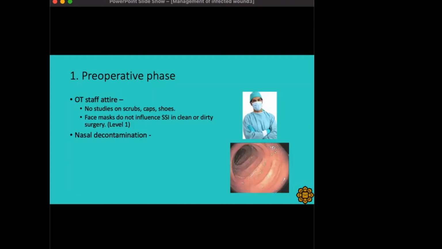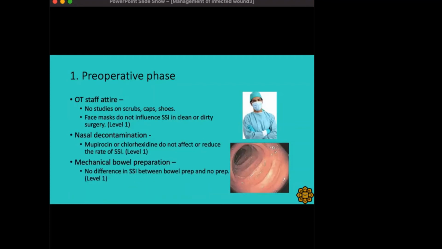Nasal decontamination for patient, is it necessary? Nope, it doesn't affect or reduce the rate of SSI. For example, using mupirocin or chlorhexidine. I suppose this is more relevant to ENT. Bowel prep. No difference in SSI between bowel prep and no prep.